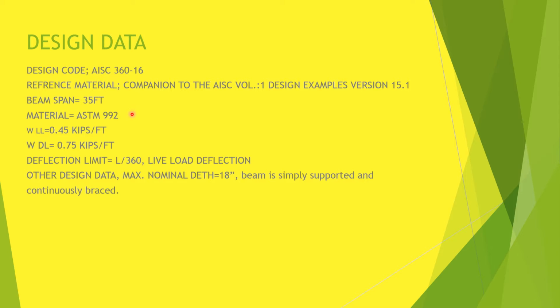Beam span 35 foot, ASTM A992. The distributed live load is 0.45 kips per foot, and the distributed dead load is 0.75 kips per foot. Deflection limit is L over 360, and that is live load deflection. The beam is simple support and continuously braced.